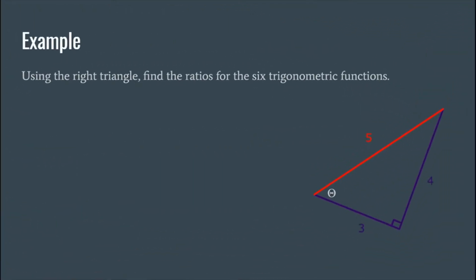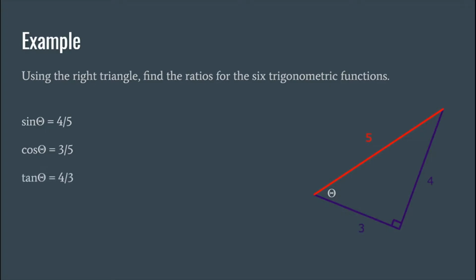Okay, take a look at an example here. Using the right triangle, we're going to find the ratios for the 6 trig functions. We'll start off with the 3 basic ones, sine, cosine, and tangent, and then from there, we'll do cosecant, secant, and cotangent. This is the reference angle here, which makes this side the opposite side, and this side the adjacent side. Let's start off with sine. Sine should be 4 over 5. Cosine would be 3 over 5, and tangent will be 4 over 3.